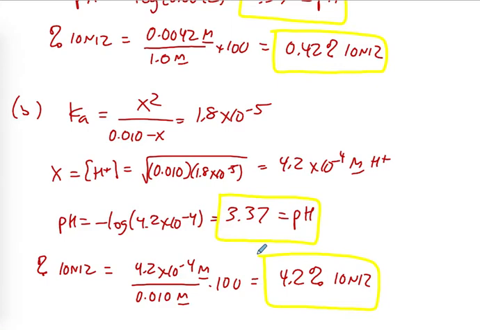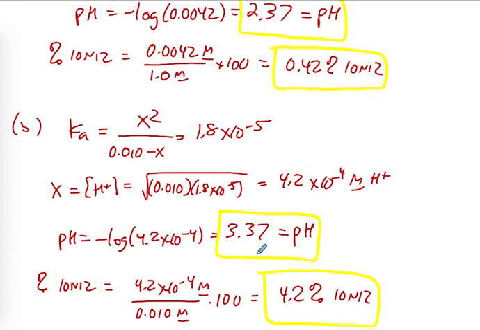We diluted our initial concentration of acetic acid by a factor of 10. It was less acidic, but the percent ionization increased dramatically. Why is that? Well, let's think about that. This is actually a Le Chatelier's principle problem.